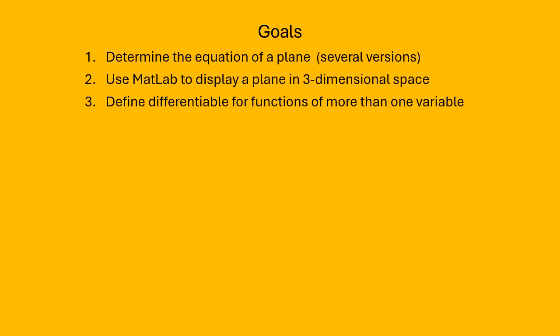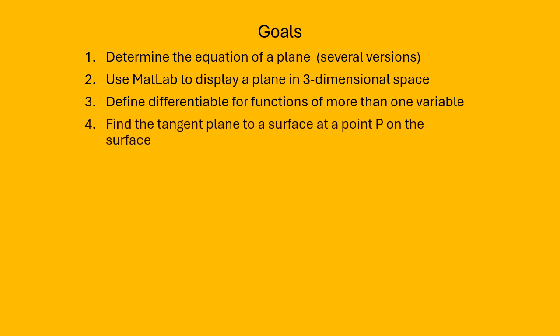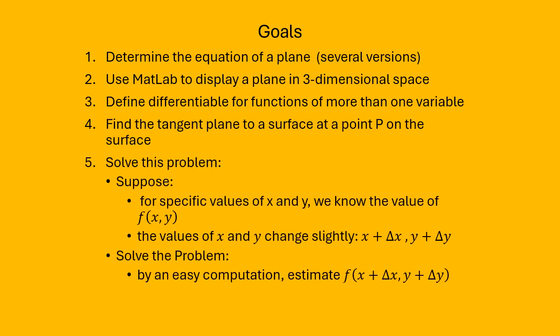Third, define what it means for a function of more than one variable to be differentiable. Fourth, let's find the tangent plane to a surface at a point P on the surface. And fifth, let's solve this problem.